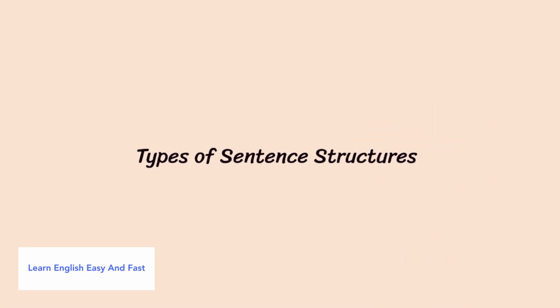Today we learned 5 basic types of sentence structures: simple, compound, complex, interrogative, and negative.